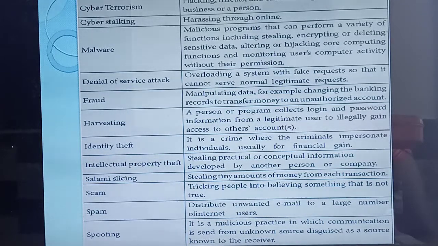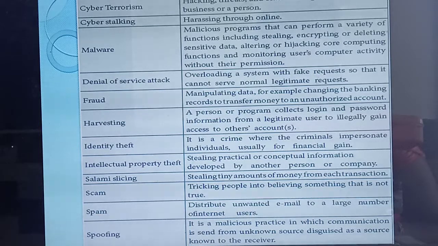Such kind of thing is called what? Identity theft. Then intellectual property theft. Property means, for example, a particular person is running a big company. So all the company details, the company documents, the company's website, the company's important things, all stolen by a particular person, is called which one? Intellectual property, that is the property of the particular business person or the particular company. Will be stolen by a person, is called what? Intellectual property theft.